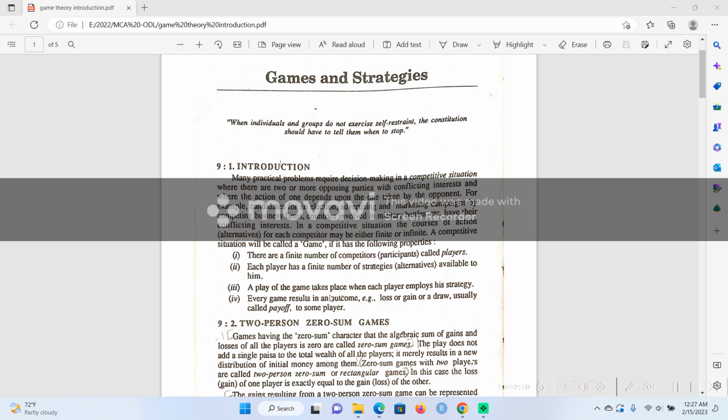A play of the game takes place when each player employs his strategy. Afterwards, every game results in an outcome. So we have some outcome, either a loss, a gain or a draw. Usually these outcomes are known as the payoff to a player. Under this situation, when such a competitive thing has happened, we call that competitive situation a game.